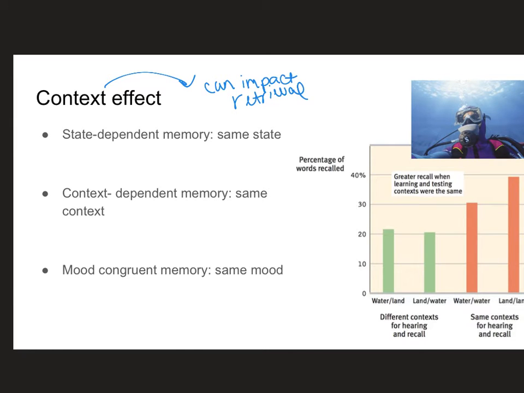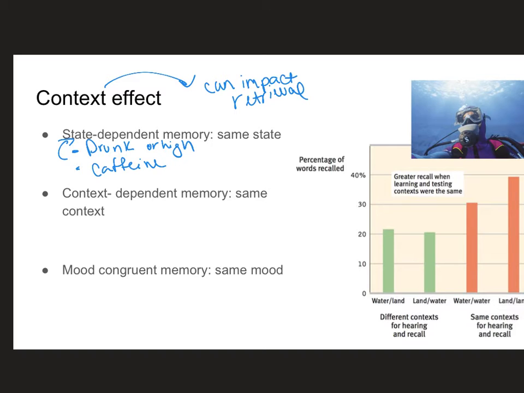So the first kind of recall or context effect is what we call state-dependent memory. And an example would be when you're drunk or high. You want to be in the same state, the same mental state, right? So even caffeine would be an example.